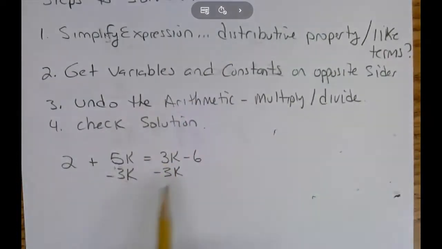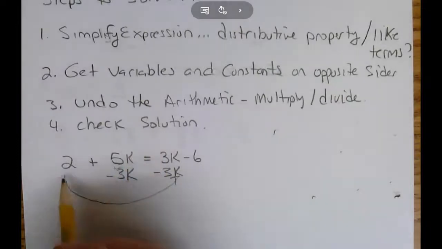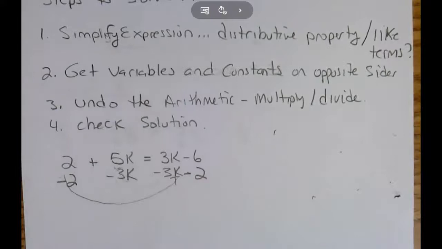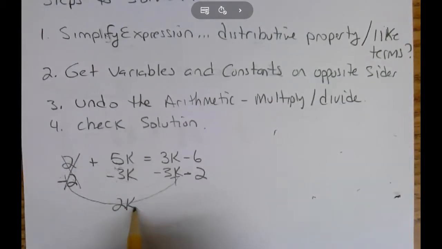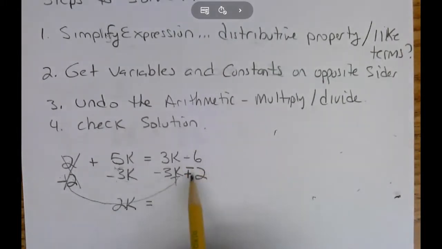At the same time, since I'm bringing k over to this side, I'm going to want to take the 2 to the other side. To do that, I have a positive 2, so I'm going to subtract 2 from both sides. And then I'm just going to do the math. 2 minus 2 is 0, they cancel. 5 minus 3 gives me 2k. And then over here, I'm going to have negative 6 minus 2, or negative 6 plus a negative 2, which gives me negative 8.